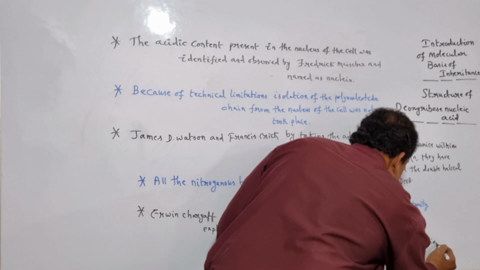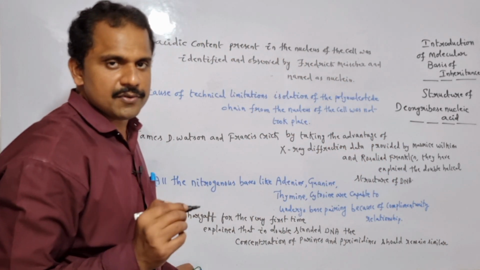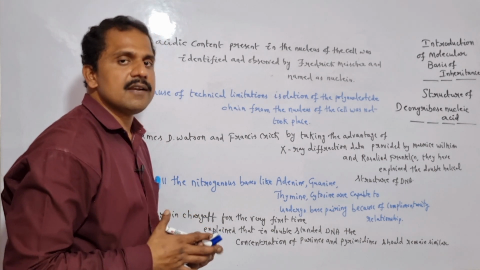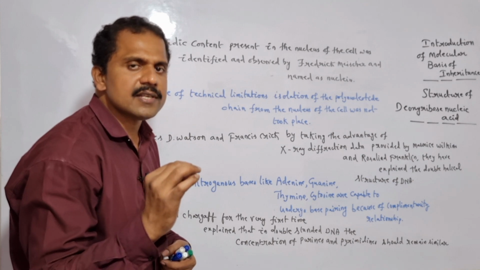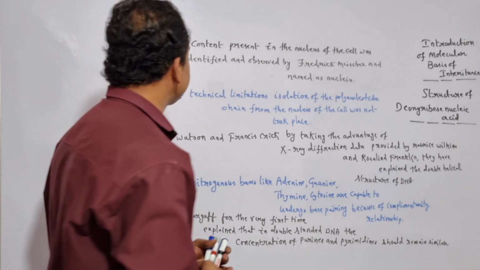And here the particular strategy came to be known as Chargaff's rule. Is it clear? And then we will be studying some of the salient features of the double-stranded DNA, which was explained by James Watson and Francis Crick in detail. So let me arrange the things here.